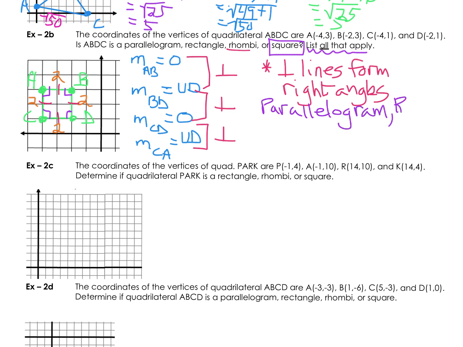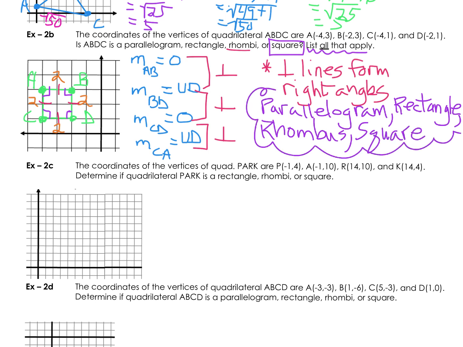It's a rectangle. It's a rhombus. And most specifically, it's a square. Only because they asked you to state all that apply is the reason why we are stating all of these. If it just said to classify it, you would only state the square.